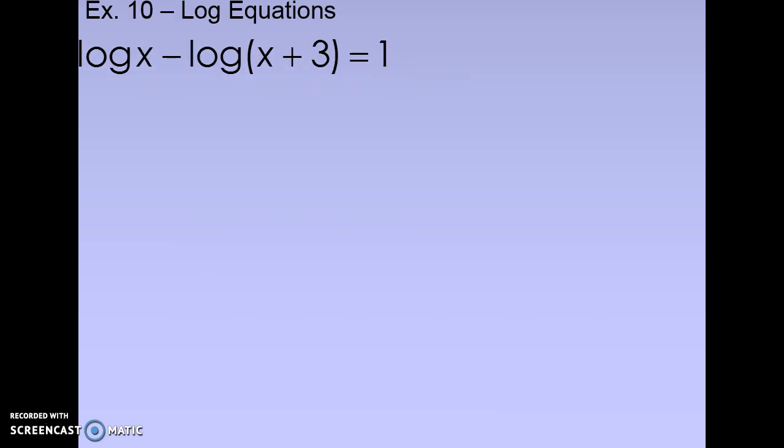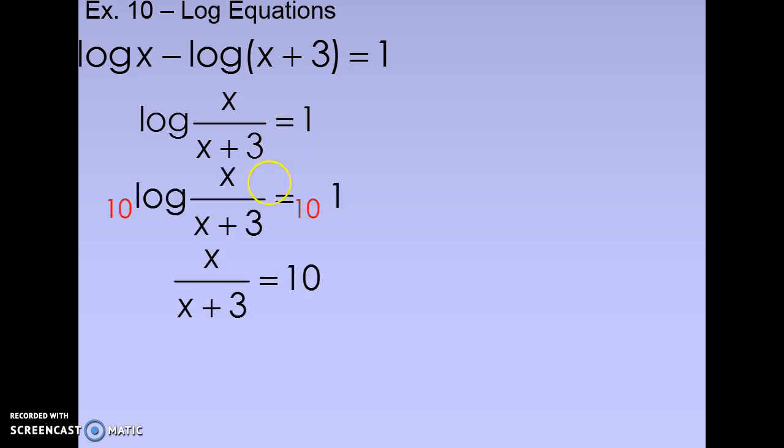Let's look at another example, shall we? Log of x minus log of x plus 3 equals 1. Looking at this, I automatically know this is a subtraction sign, so when I condense them, I'm using my quotient property. I condense it down to log of x over x plus 3 equals 1. Now, I can circle method this thing out.